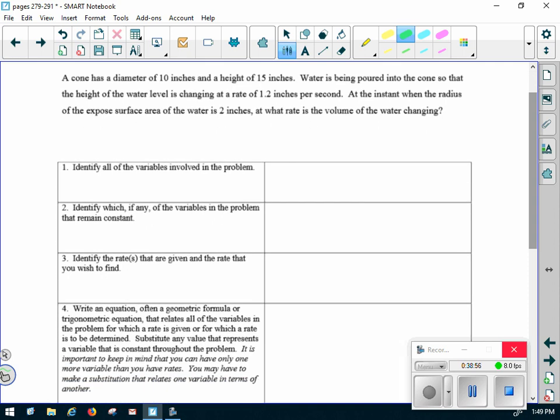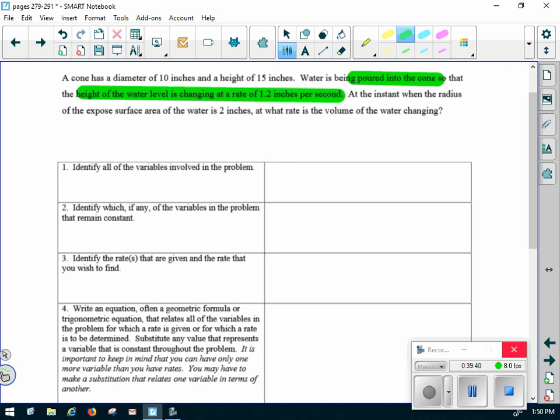A cone has a diameter of 10 inches and a height of 15 inches. So that's what the cone itself has a shape of. Not an ice cream cone, no. Water is being poured into the cone so that the height of the water level is changing at a rate of 1.2 inches per second. I'm going to put "poured into" so I'll remember if that's increasing or decreasing. It will be important in a little bit.